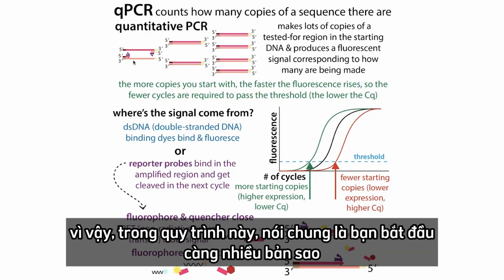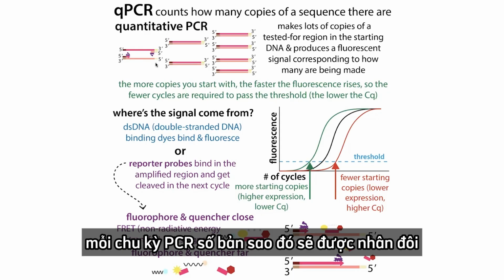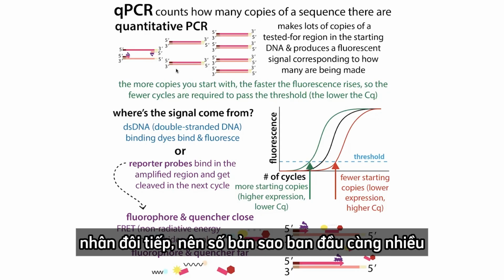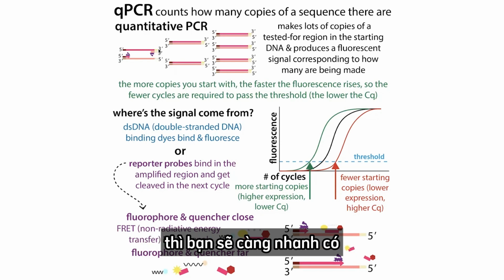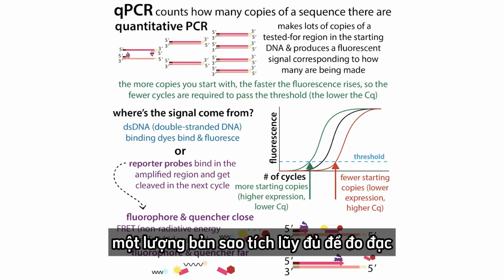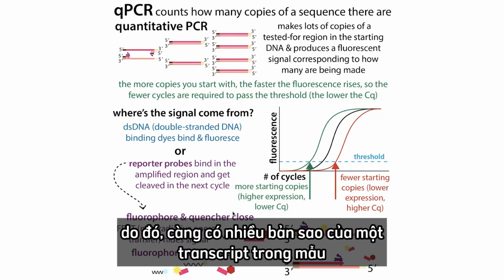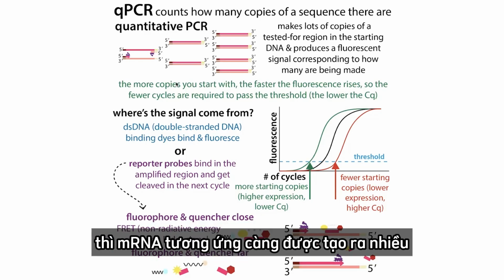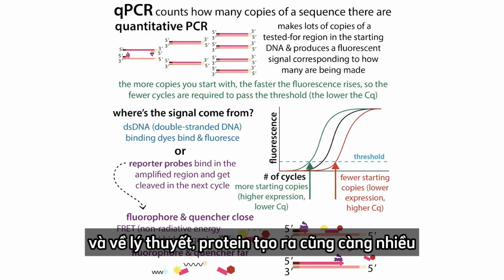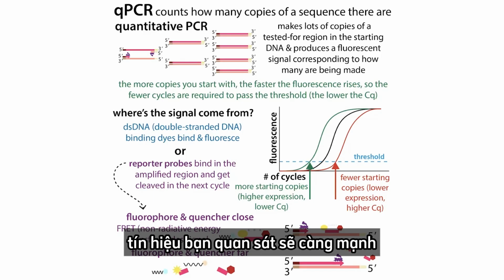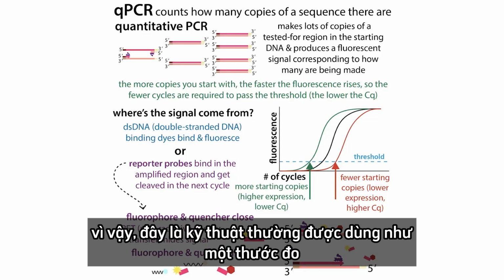And so in this process, the more copies you start with, each cycle of the PCR you're going to double those copies. And so the more copies that you start with, the quicker you're going to have a buildup of these copies that you can then be measuring. And so the more copies of a transcript that are present in a sample, the more that messenger RNA is being made, the more theoretically of the protein that's getting made, the stronger the signal that you're going to see, and then you can measure this.